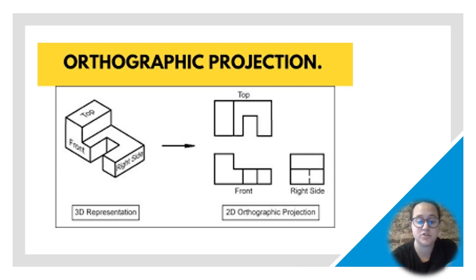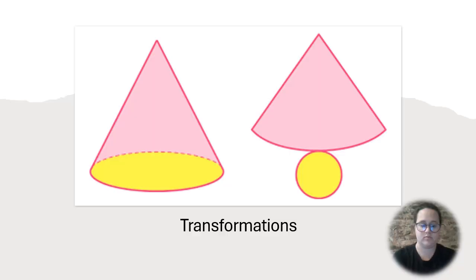The main focus of this topic is not just to draw a 3D object or shape into a 2D plane, but rather what it would look like if we cut this object open and lay it flat on a piece of paper. Let's take a look at an example of a cone. On the left-hand side, you can see a 3D representation of the cone.